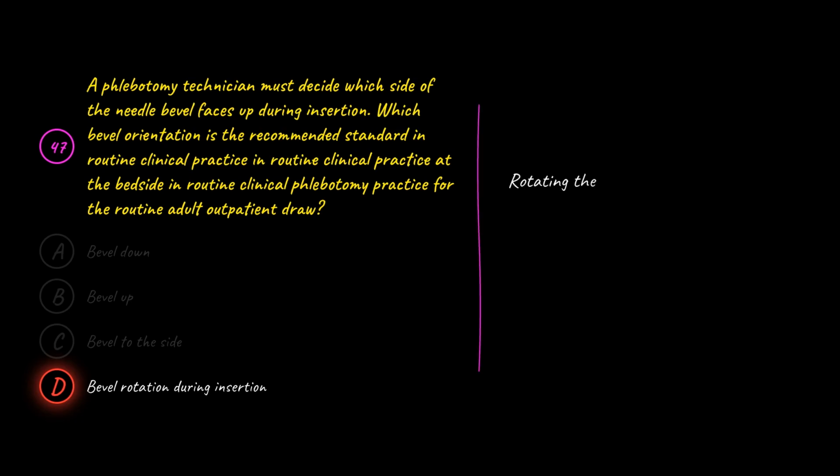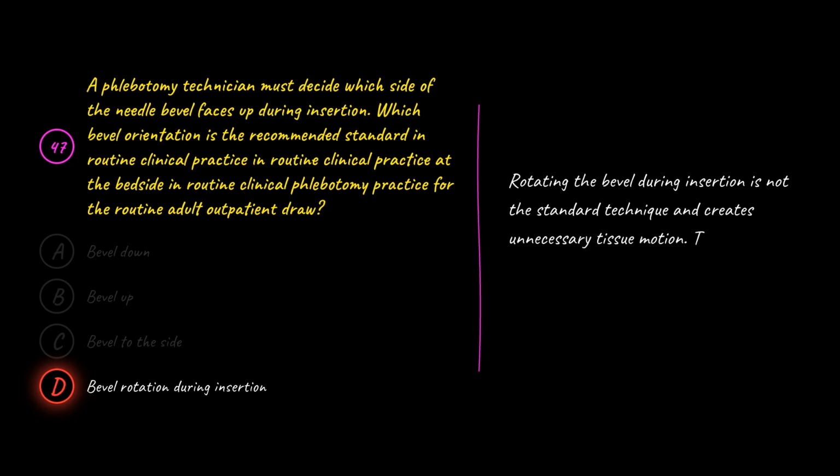D is wrong because rotating the bevel during insertion is not the standard technique and creates unnecessary tissue motion. The needle is inserted with the bevel up and held steady through entry. The standard orientation for venipuncture is bevel up, and understanding why helps you apply the technique correctly every time.